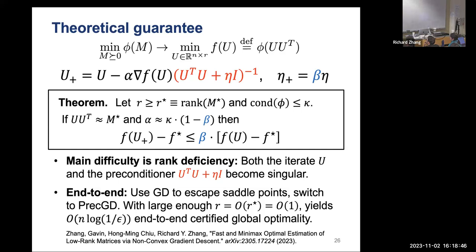You use naive classical algorithms to escape saddle points, and then you switch to this algorithm to converge to the global min. And with a large enough search rank over-parameterization, you get an end-to-end n log 1 over epsilon guarantee. Yeah, so that's clearly optimal. You can't do better than order n, right? And log 1 over epsilon is linear convergence.